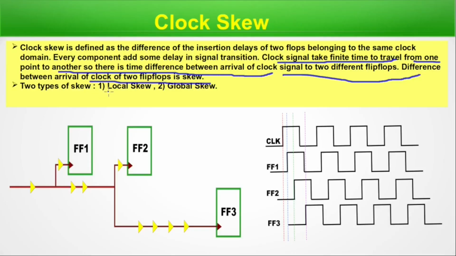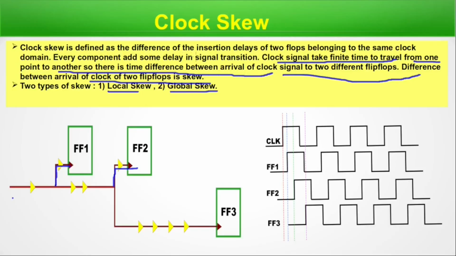There are two types of skew, local skew and global skew. If this is the clock, the common clock, and then it's getting divided. Here it's for flip-flop 1, then flip-flop 2, and then flip-flop 3. So the signal doesn't reach all these flip-flops at the same time, although they belong to the same clock domain. So there is a difference in time because a real signal is traveling through a real system. So it will take some time.